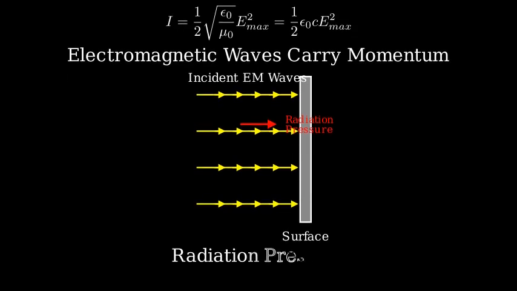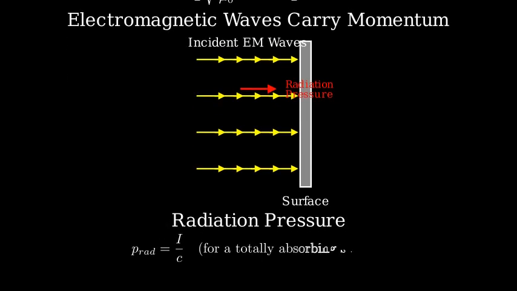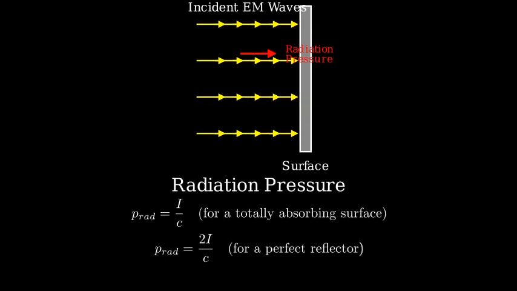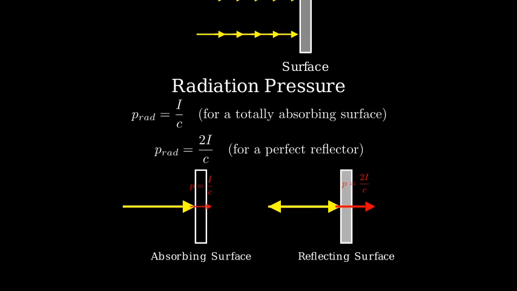For a surface that is perpendicular to the wave propagation direction and totally absorbing, the radiation pressure equals the intensity divided by c, the speed of light. If the surface is a perfect reflector, the radiation pressure is doubled, equaling 2 times the intensity divided by c. This makes sense because in reflection, the momentum change is twice as much as in absorption.